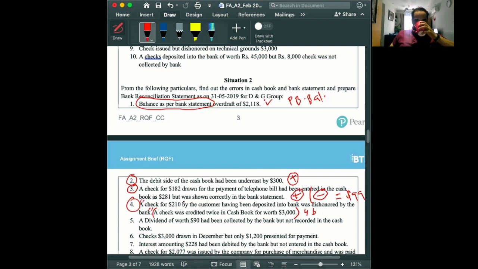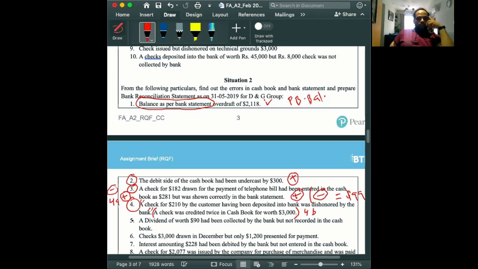210. Balance for 4A. Is it plus? Anybody who thinks minus? Okay, 4A is also minus. Someone said minus. Okay.